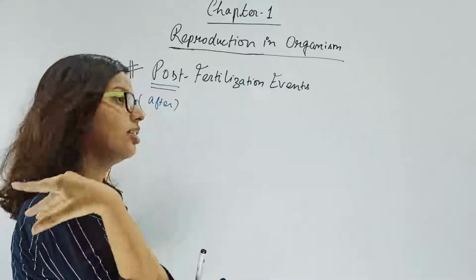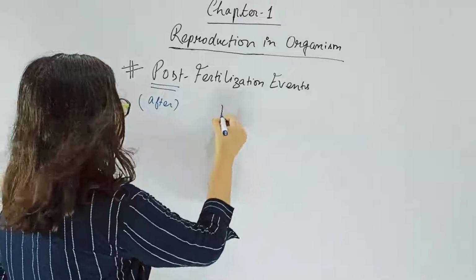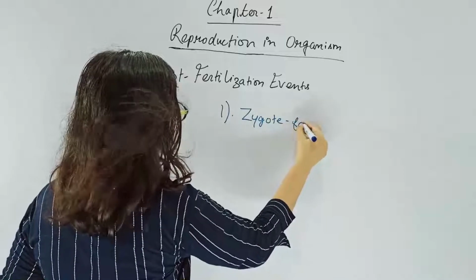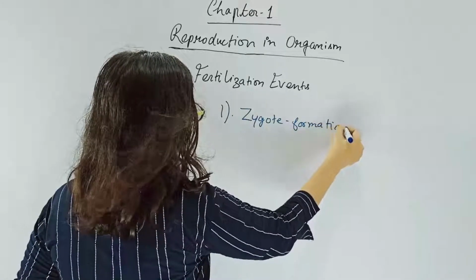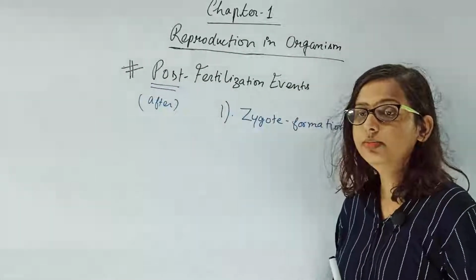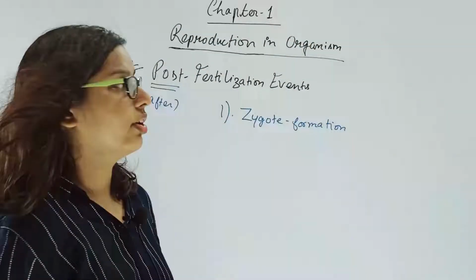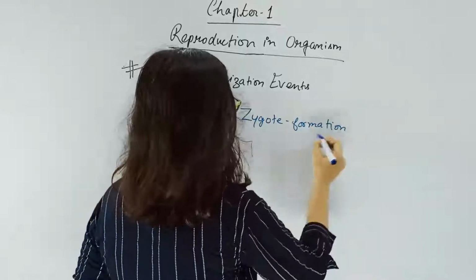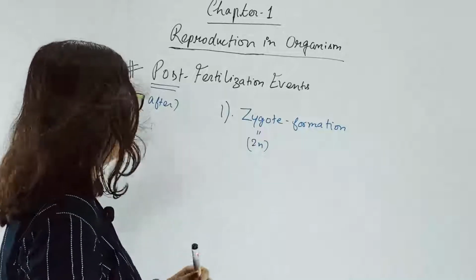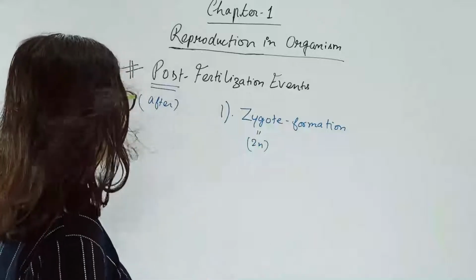So after fertilization has completed, the first thing that happens is zygote formation. So in the diploid organism, the zygote is 2n in nature. So this is all you have to know. In the post-fertilization event, the first thing is the zygote formation.